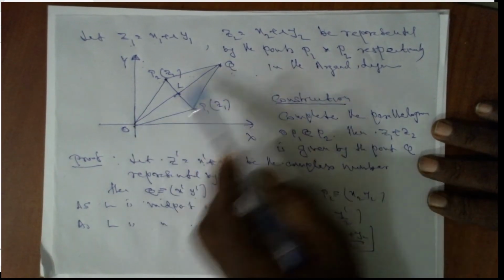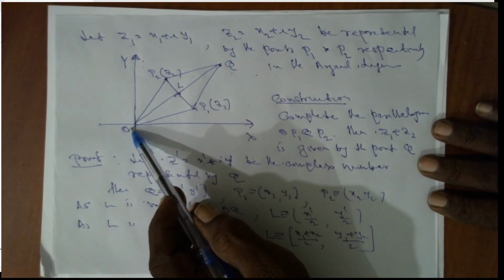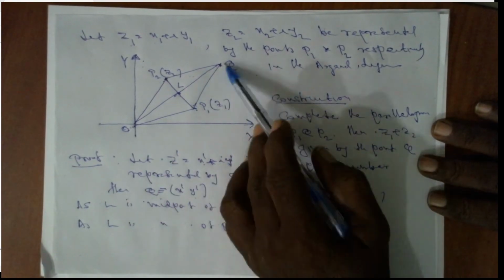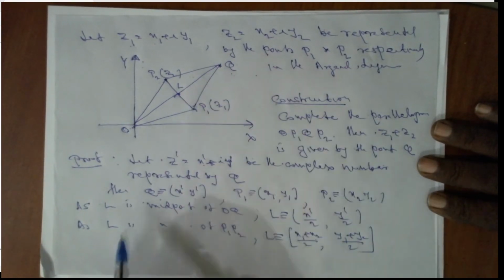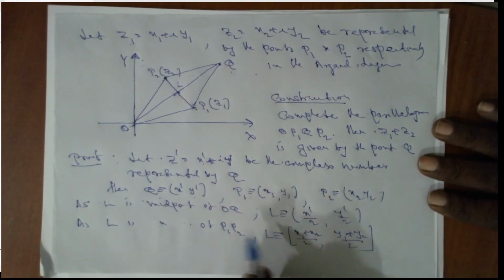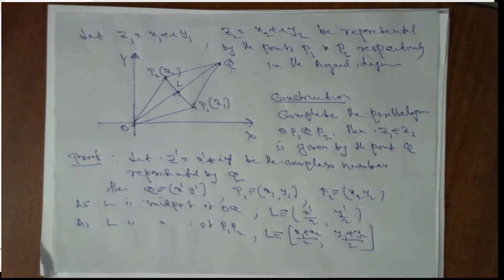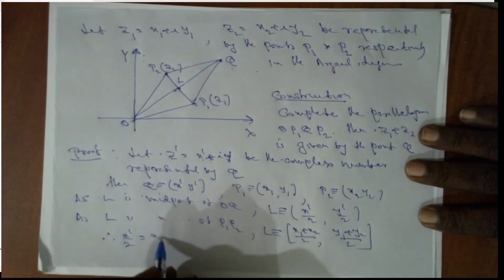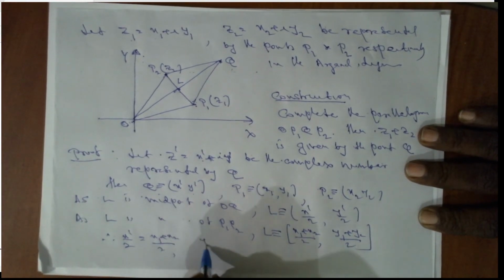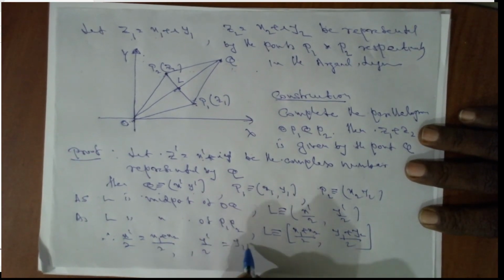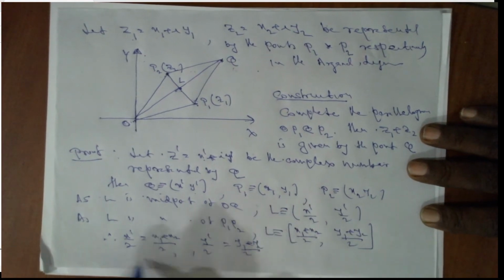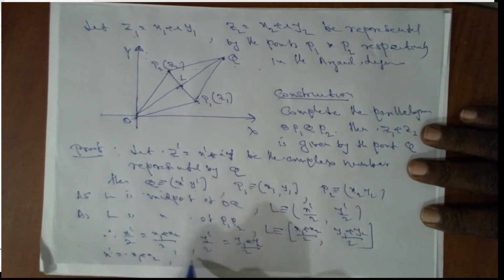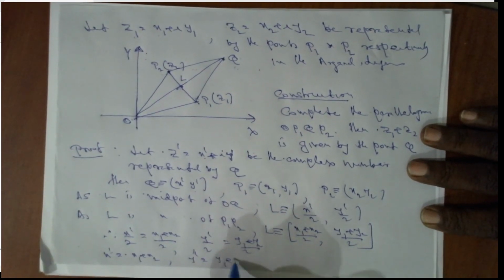Similarly, the coordinates of the origin are (0, 0) and this point is (x', y'). If you add the two coordinates and divide by 2, you get the coordinates of L, right? Then the same L you got in two different ways. Therefore, x'/2 equals (x1 + x2)/2, y'/2 equals (y1 + y2)/2. From this you have x' equals x1 plus x2, y' equals y1 plus y2.